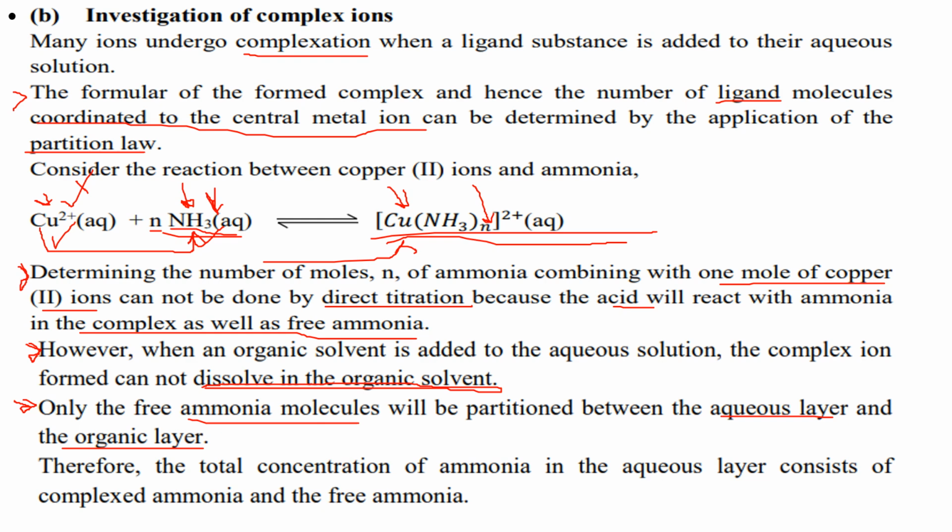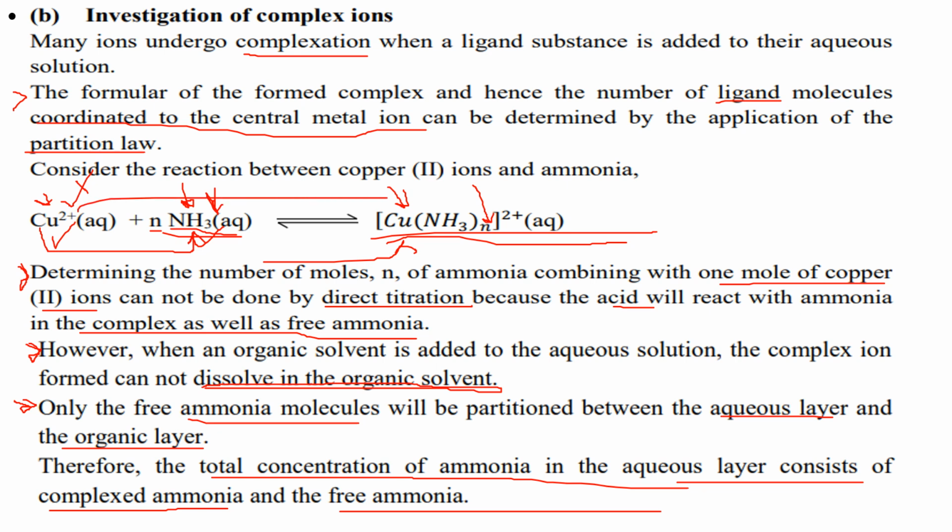Therefore, the total concentration of ammonia in the aqueous layer consists of the complexed ammonia and the free ammonia. Like I explained, we add excess ammonia. There's ammonia that's going to be used to form a complex, and there's that one that will be left free. That's why the total concentration of ammonia in the aqueous layer consists of the one that is complexed and the one that has been left free. So we are going to be looking at that.